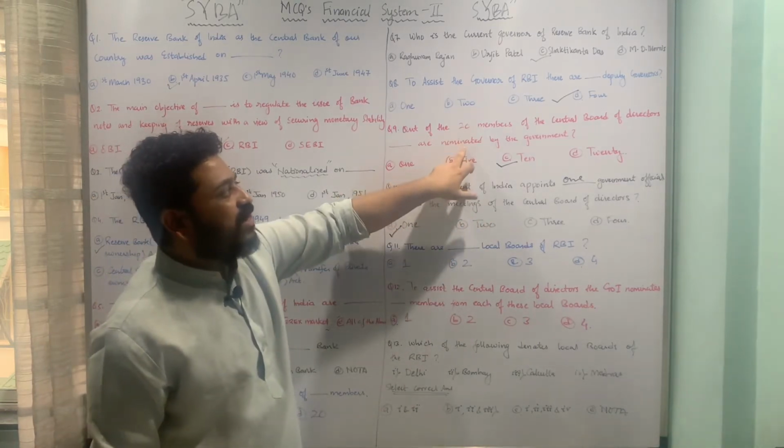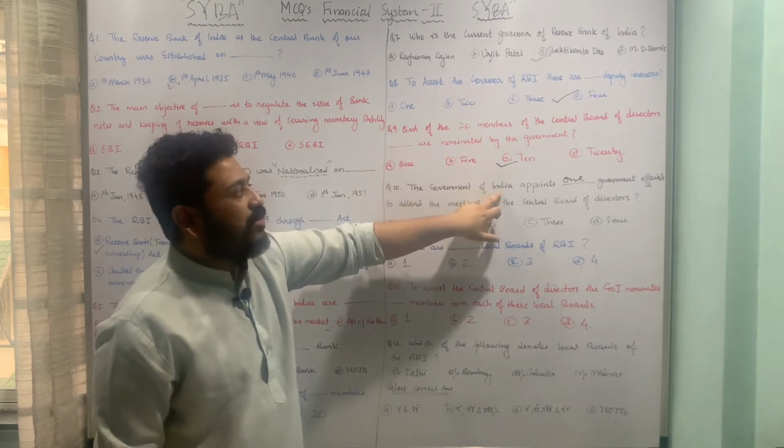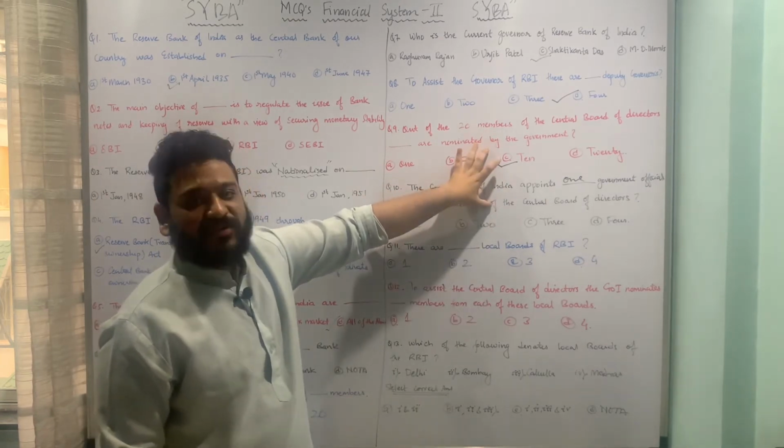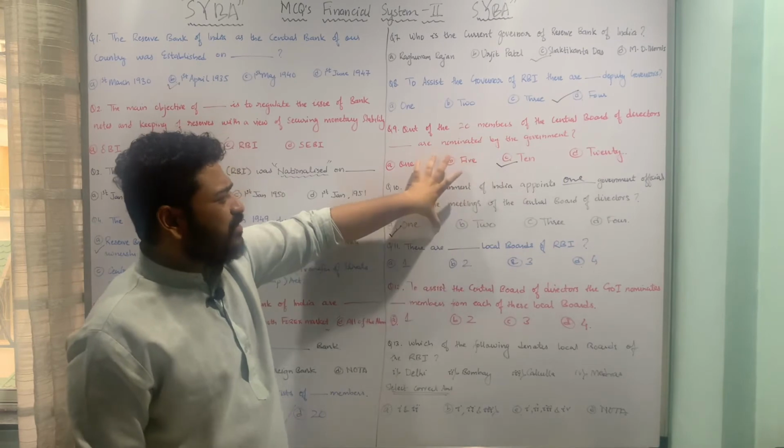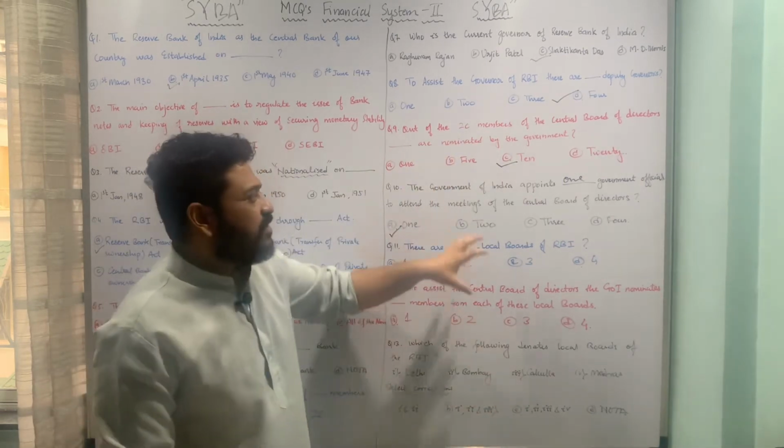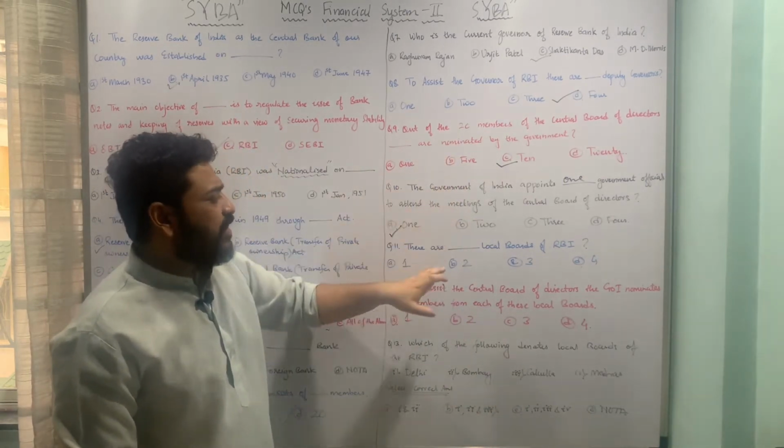Now that means 20 are nominated by the government, 1 is appointed by the government. So 11 members are coming from the government side. I hope this is clear out of 20, which we have seen in question number 7. Let us now move to the next one.